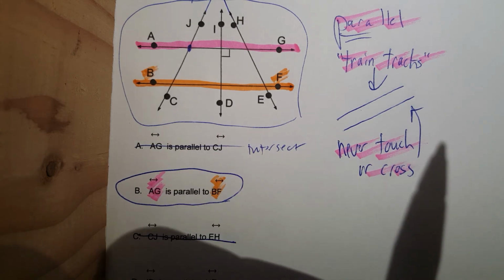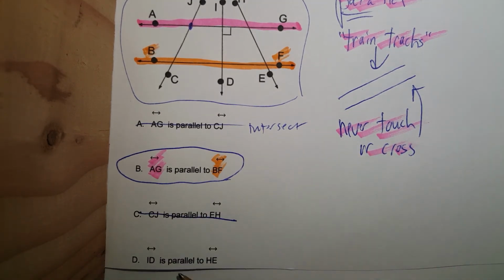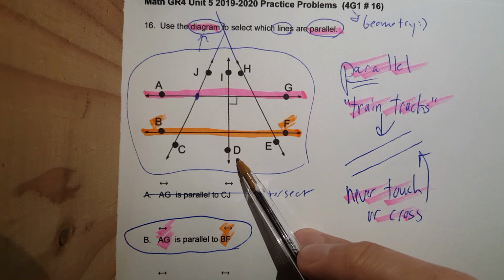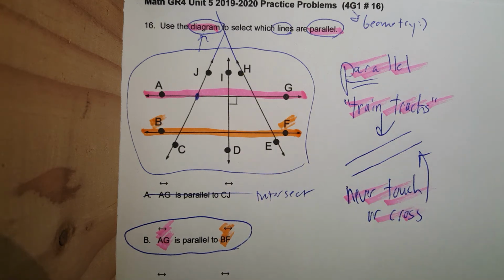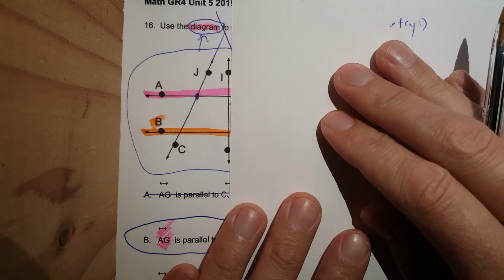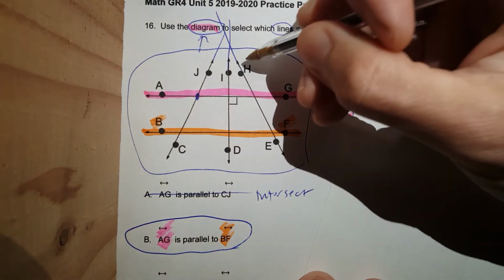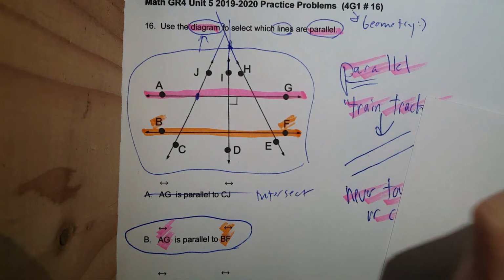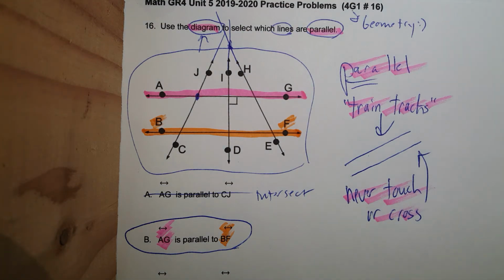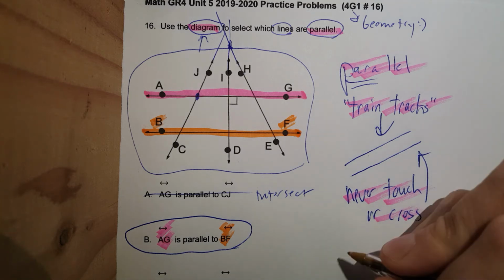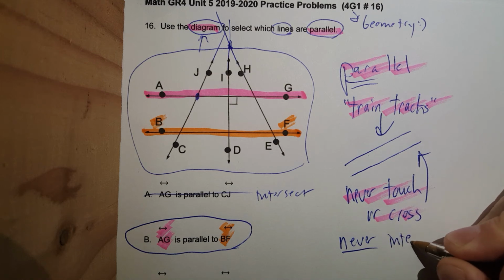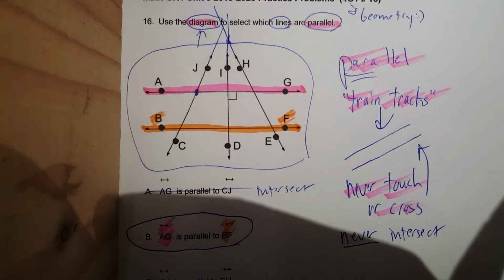No, that's not true. And then the last option, which was way down here, ID is parallel to HE. So let's go back up so you can see this. ID is parallel to HE. Same thing. Here's the line ID. We could just draw it up forever. But look, now it crosses right here. They cannot intersect. Parallel lines never touch or cross, never intersect. So the other answer is right below.